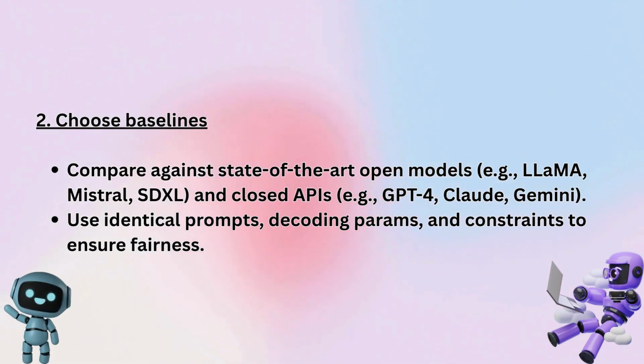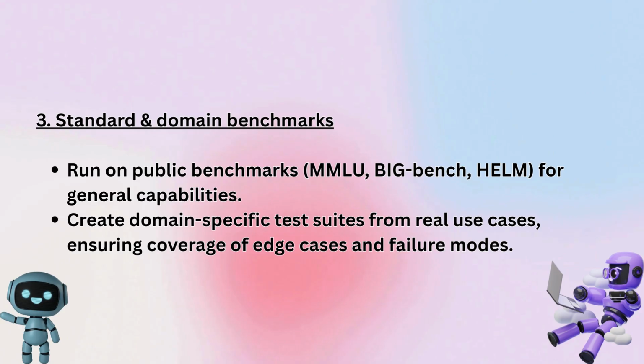2. Choose baselines. Compare against state-of-the-art open models. Examples are Llama, Mistral, SDXL, and closed APIs. Examples are GPT-4, Claude, Gemini. Use identical prompts, decoding parameters and constraints to ensure fairness. Third, standard and domain benchmarks. Run public benchmarks, MMLU, BIG-Bench, HELM for general capabilities. Create domain-specific test suites from real use cases, ensuring coverage of edge cases and failure modes.